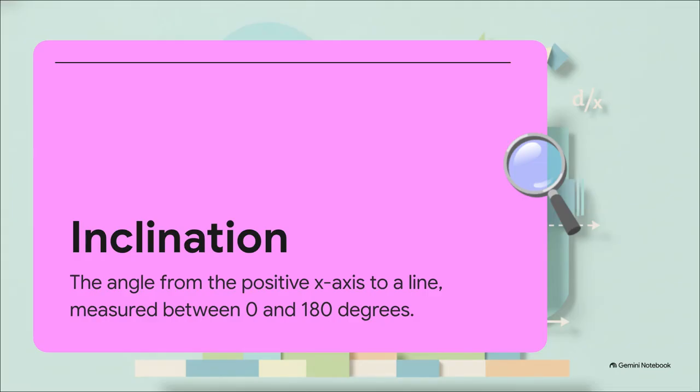Now, if we take that idea of a positive turn and apply it to a single road rising up from the flat horizontal x-axis, we get what mathematicians call inclination. We represent this with the Greek letter alpha. Inclination is simply the exact angle, strictly measured between 0 and 180 degrees, at which our metaphorical road is pointing. Think of it as the raw angle of a line's steepness.